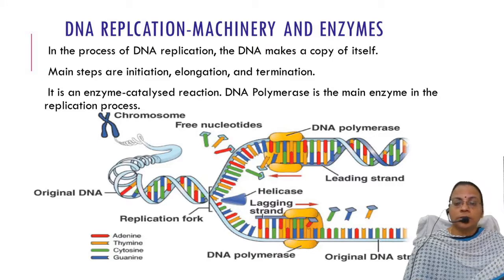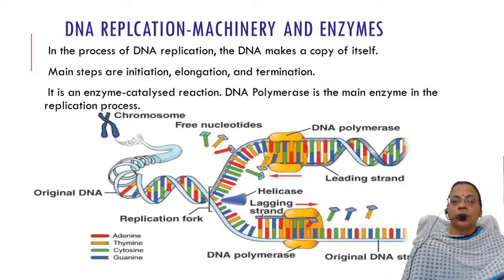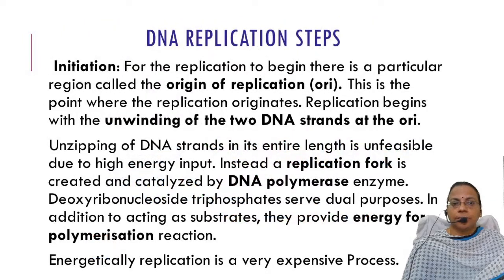How does DNA replication take place? It is with the help of enzymes. The main enzyme concerned is DNA dependent DNA polymerase. There are three types of DNA dependent DNA polymerase: DNA polymerase 1, DNA polymerase 2, and DNA polymerase 3. Their respective roles we will deal with in the next session.